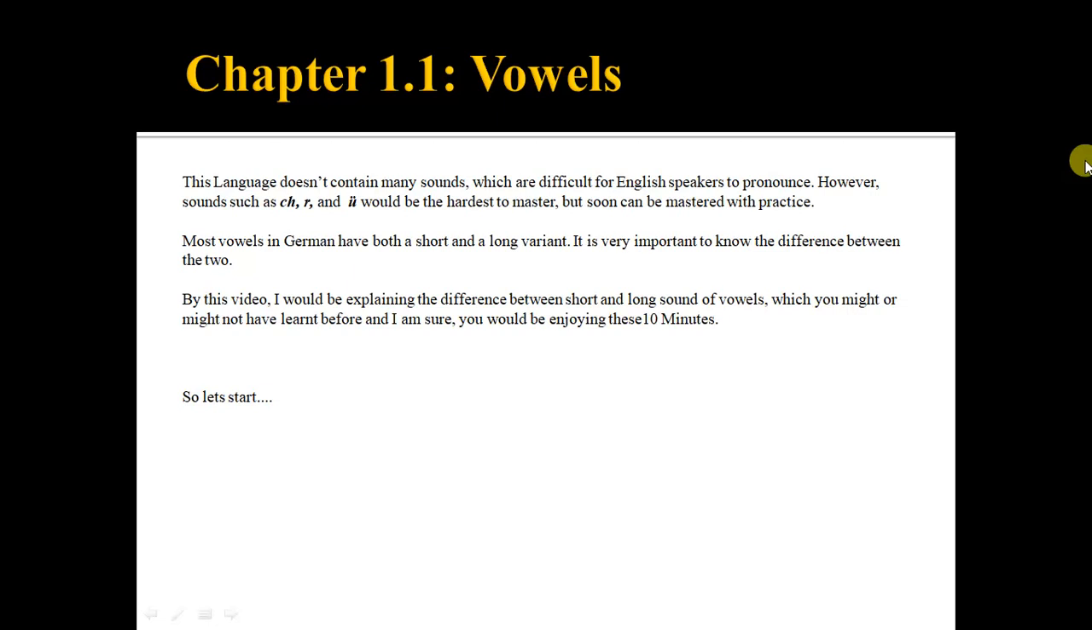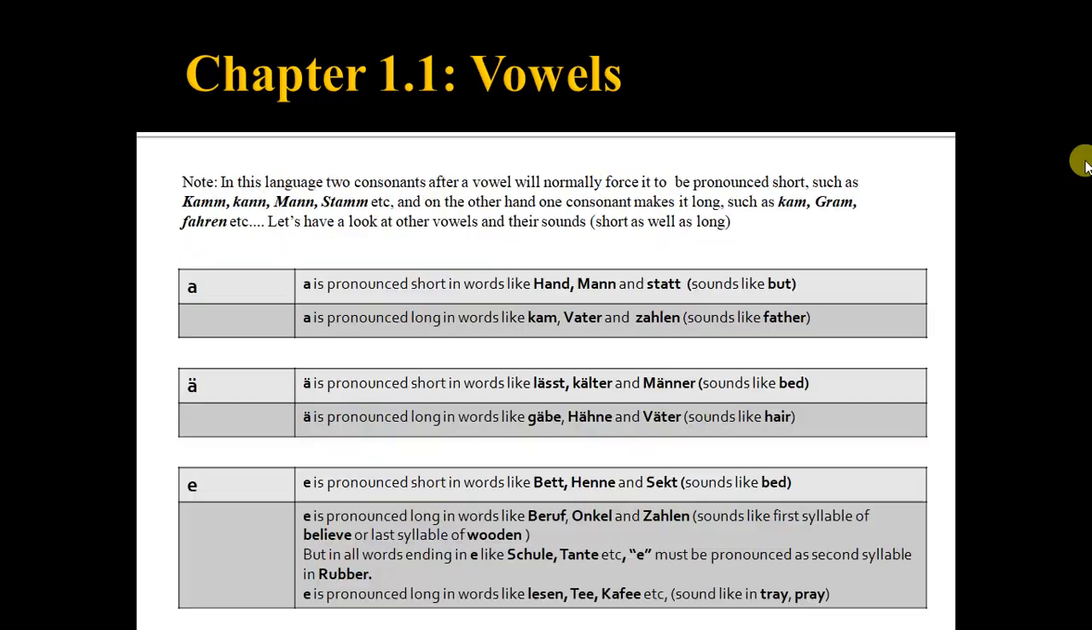However, sounds such as ch, h, r, and u would be the hardest to master, but can be mastered with practice. Most vowels in German have both a short and a long variant. It is important to know the difference between the two. In this video I would be explaining the difference between short and long sounds of vowels, which you might or might not have learned before, and I'm sure you would enjoy these 10 minutes. So let's go on.